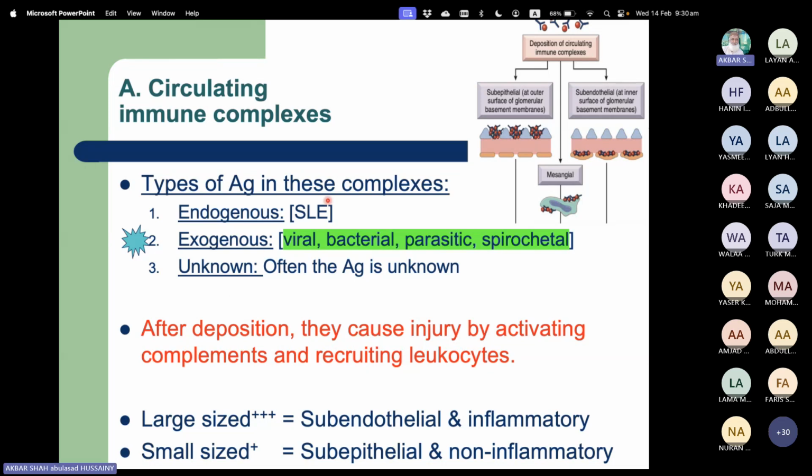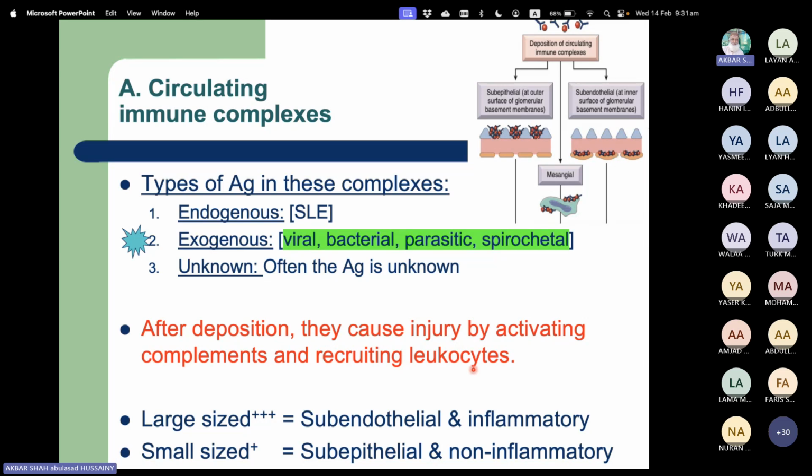So when these complexes reach the glomerulus, in the basement membrane, between the podocytes, in the subepithelial and subendothelial areas and the mesangium, they will cause injury by activation of the complement system and by recruiting leukocytes. So inflammation occurs by recruiting leukocytes or activation of complement. I hope you know what complement is.